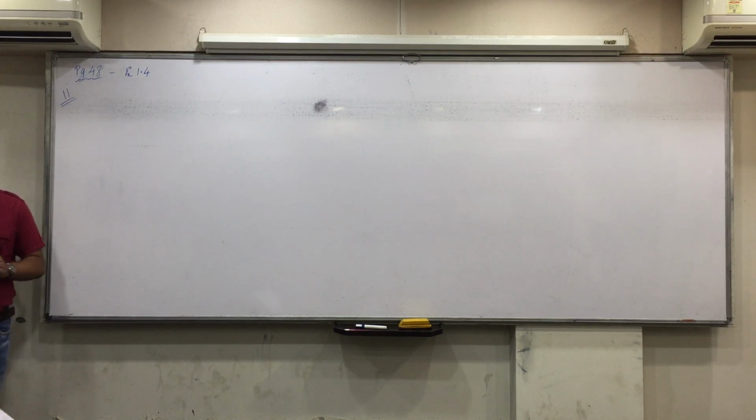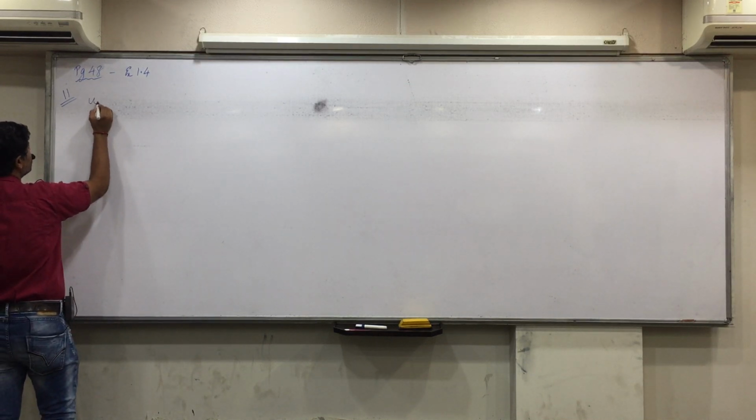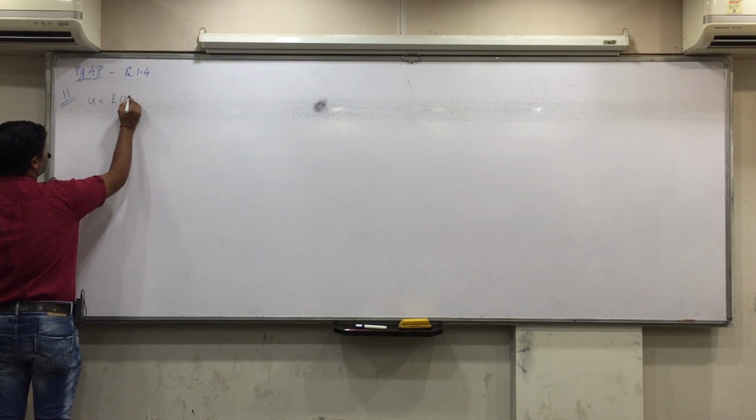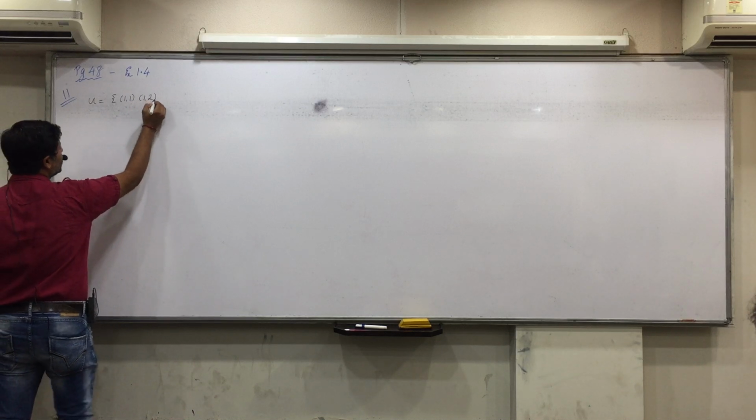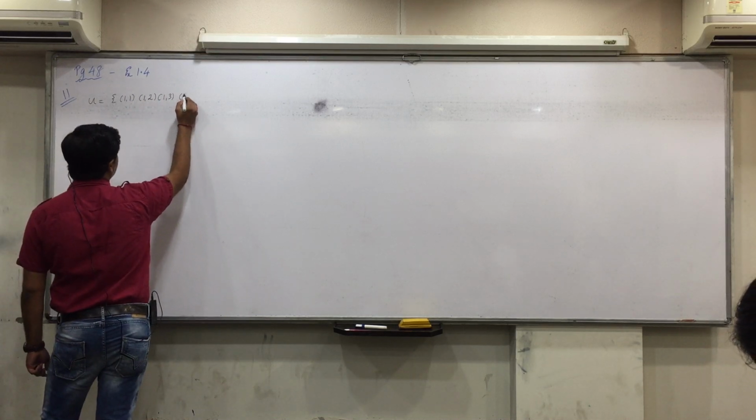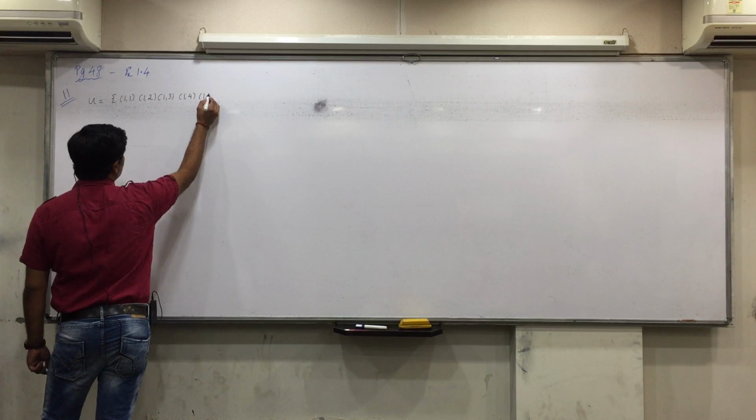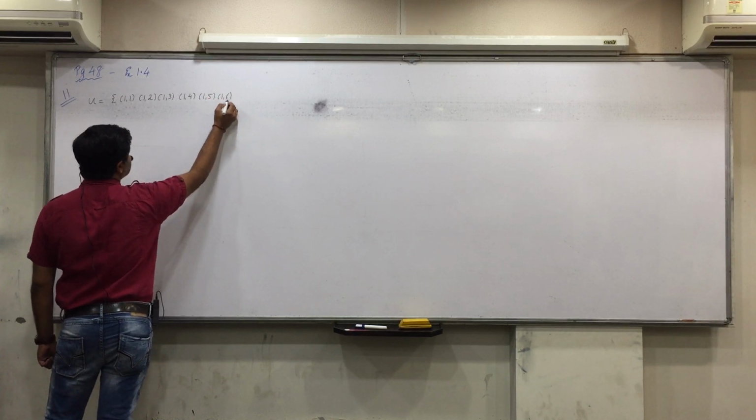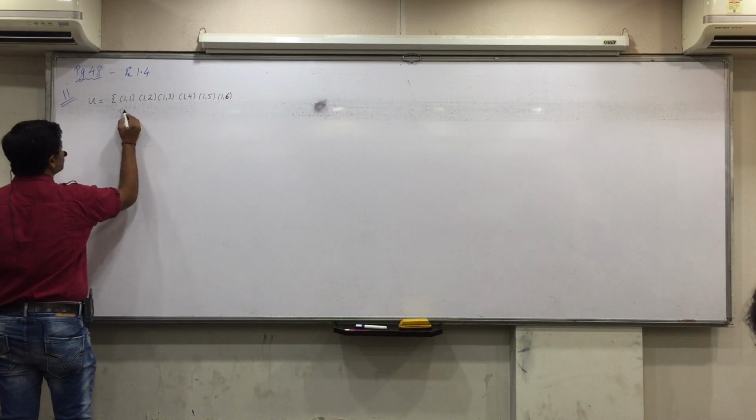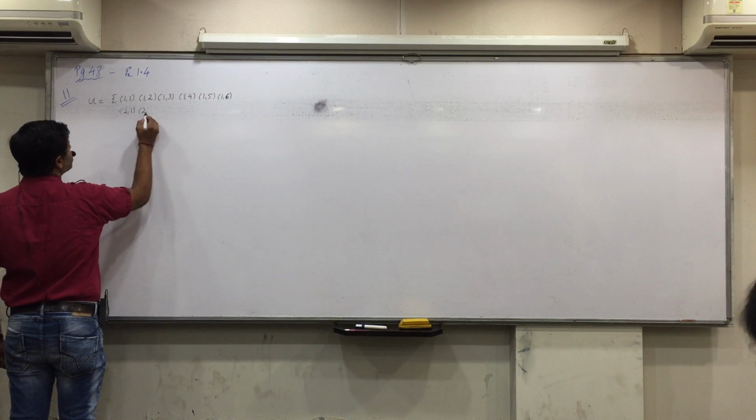Write down. U equals to 1 1, 1 2, 1 3, 1 4, 1 5 and 1 6. 2 1 to 2 6.